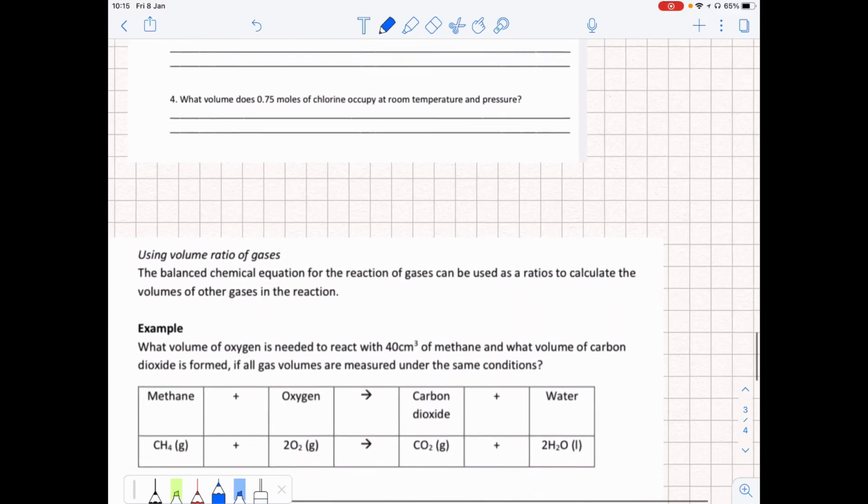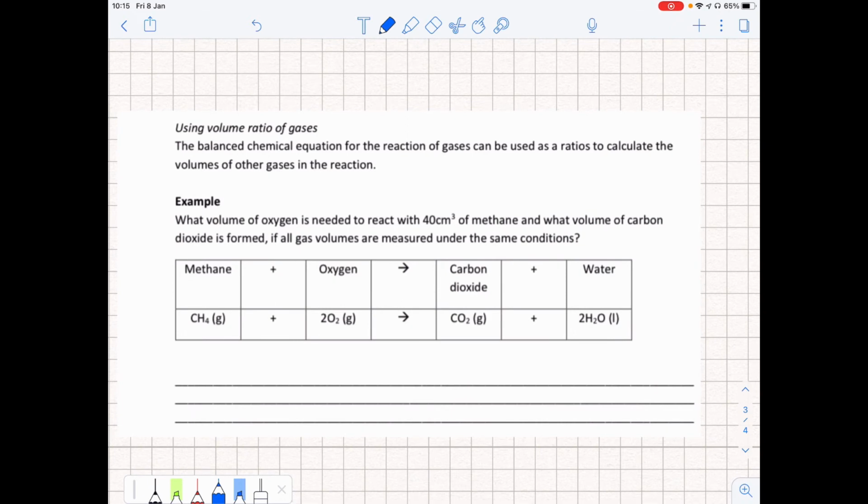But you can expand this thinking to this situation where we use the volume of gases to link to the moles of gases. What this means, we just look at the moles first in this question. So here we have got, from the balanced equation, 1 mole of methane, 2 moles of oxygen, and 1 mole of carbon dioxide. I'm not including water because water is a liquid, and this relationship is going to relate to gases. Look at the question. The question is asking us what volume of oxygen is needed to react with 40 centimeters cubed of methane, and what volume of carbon dioxide is going to be produced.